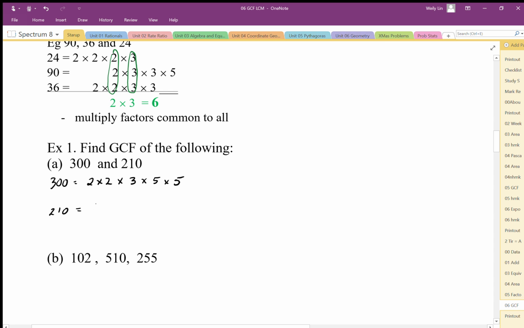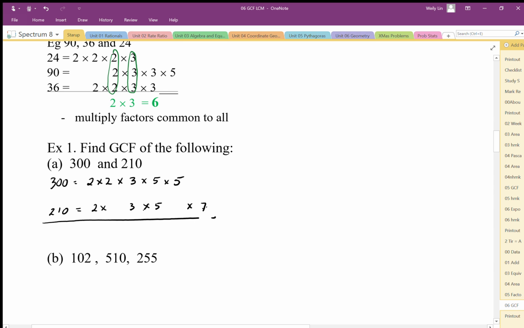We can write it as 2 times 3 times 7. Actually, there's only 1 2 in here. Okay, so 2 times 3 times 5 times 7. Okay, so that looks like it's going to be, yeah, that's 210.